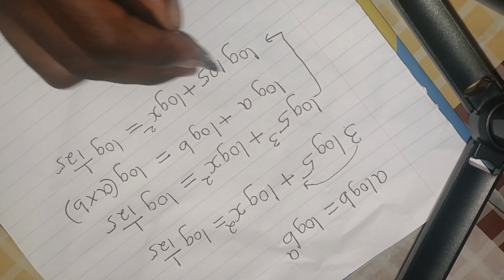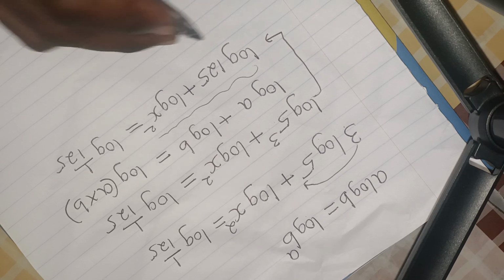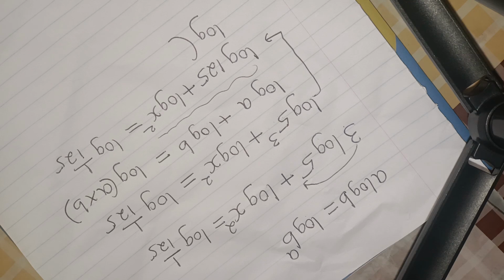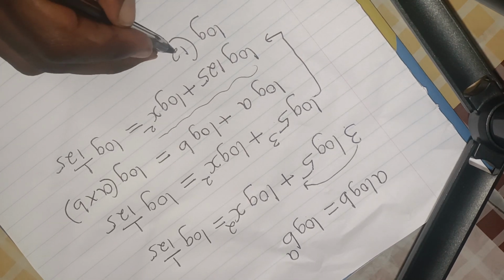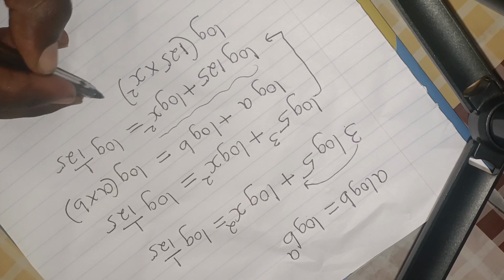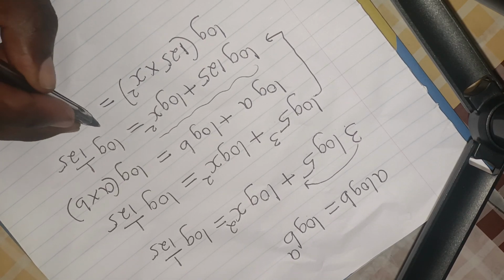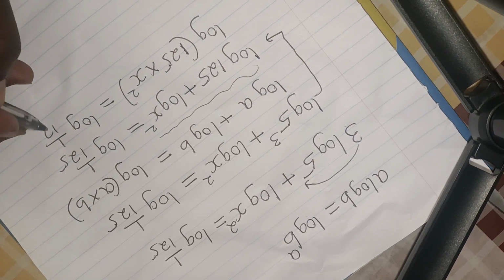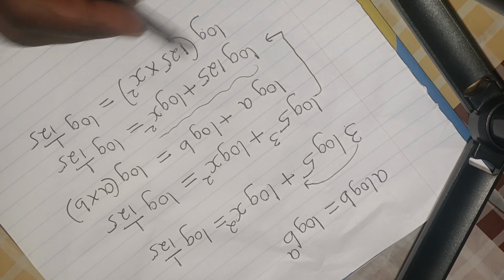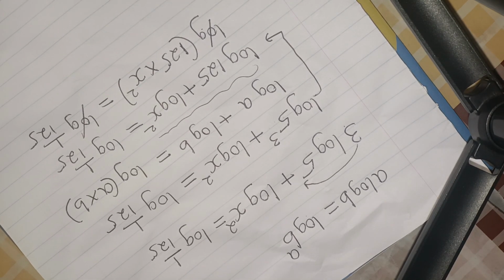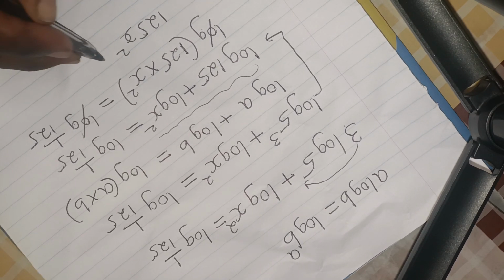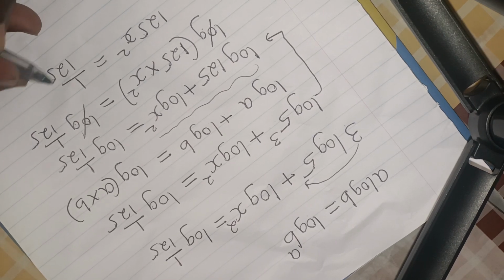So let me combine these two logs. Log is factorized out, then 125 multiplied by x squared. The answer must be equal to log 1 over 125. So there's log on both sides, and I'm going to drop them. So I'll end up having 125x squared is equal to 1 over 125.